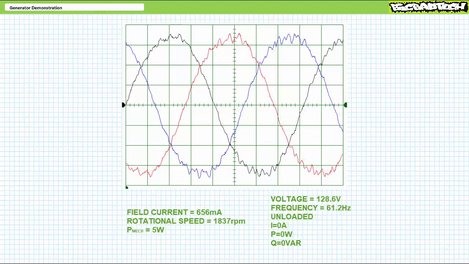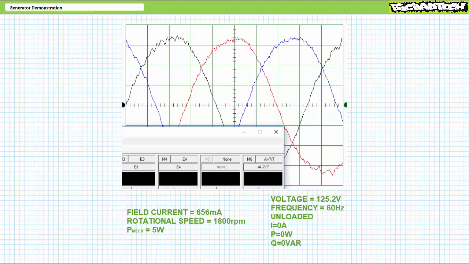Case in point, consider what happens when this resistive load is suddenly disconnected from the generator. In its presently compensated state, rotational speed spikes to 1837 RPM, corresponding to 61.2 Hz, and voltage jumps up to 128.6 volts. Somebody better pump the brakes on this thing before it wrecks itself.